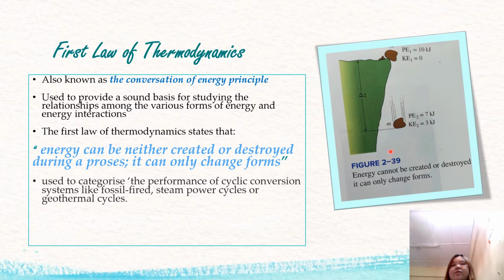You can see that when the rock is at the top, the potential energy is 10 kilojoules, while the kinetic energy is 0. However, when the rock falls down, the potential energy decreases to 7 kilojoules, and the kinetic energy increases to 3 kilojoules. This shows that energy changes forms.